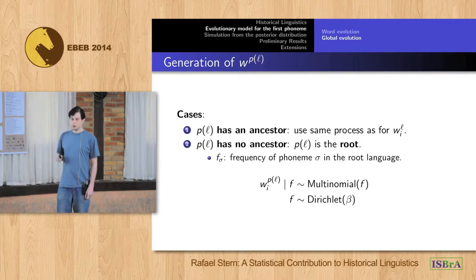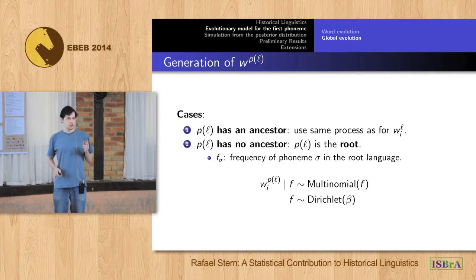There are two types of languages in the tree. One that has an ancestor, and there's a single one that has no ancestor, which is the root of the tree. According to the model that we're using, if you're in the root, then all the first phonemes for the words are generated according to a multinomial, and sigma is just the frequency of this multinomial for the root. This parameter is not really important.